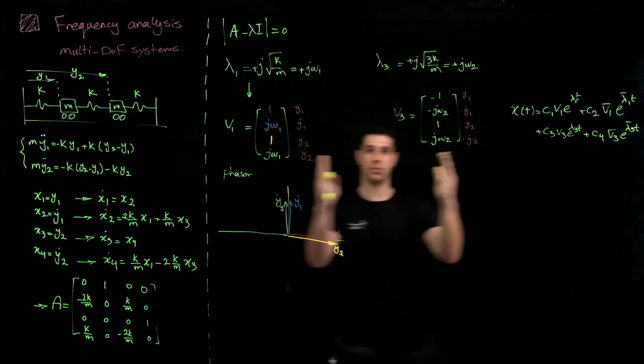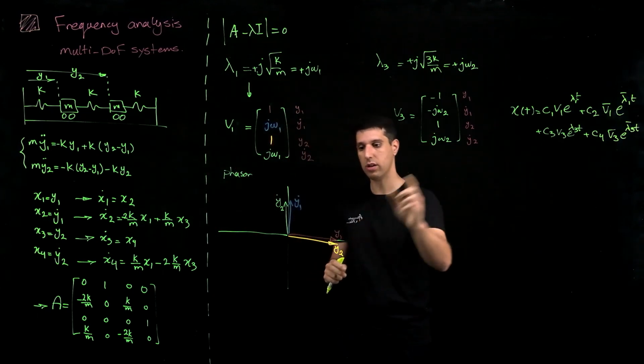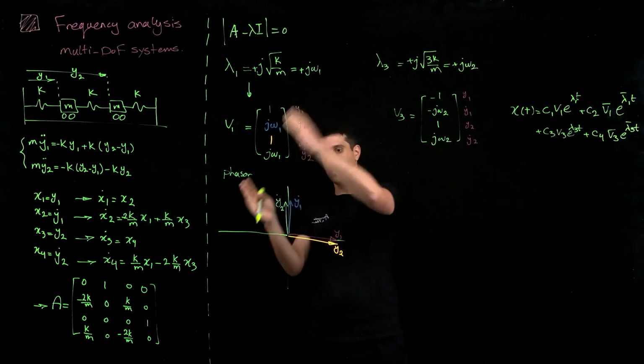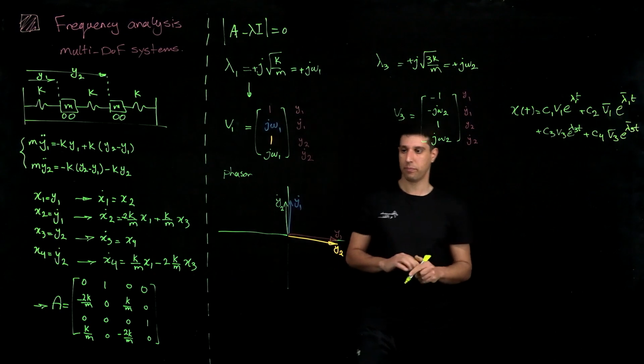So for the two systems, this is the mode of oscillation. The positions are rotating together, and both of the velocities are 90 degrees ahead of them.